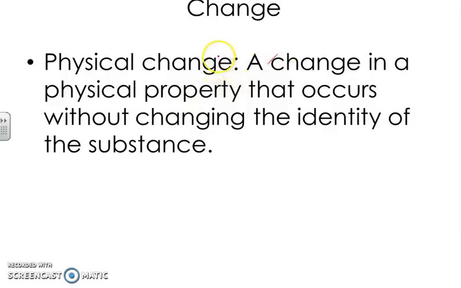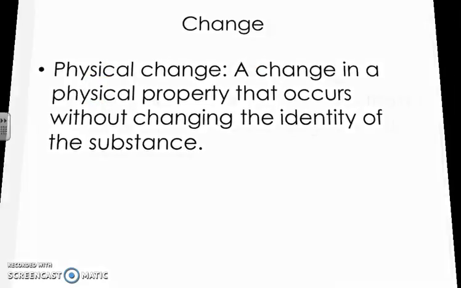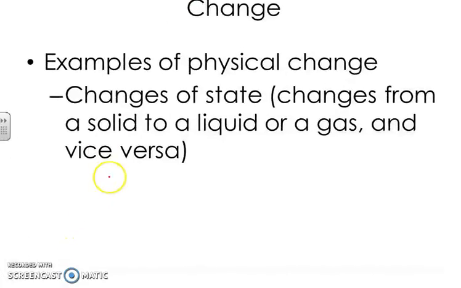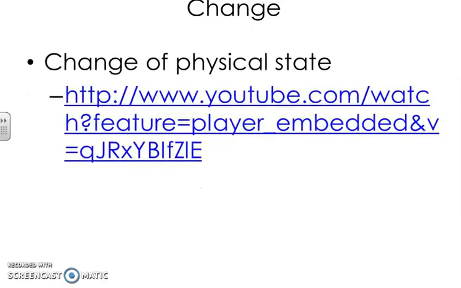Physical changes are changes in the physical properties that occur without changing the identity of the substance. So a physical change changes physical properties. Examples of physical change include changes of state, so solid to liquid to gas: melting, freezing, boiling, condensing, and so forth are all physical changes. They're actually probably the most important of the physical changes.